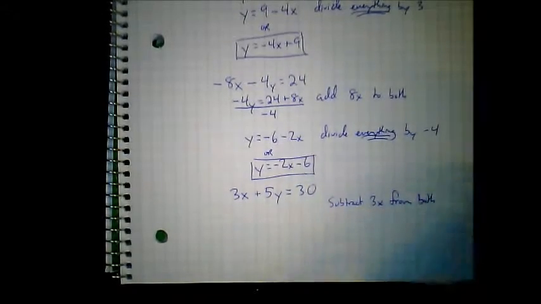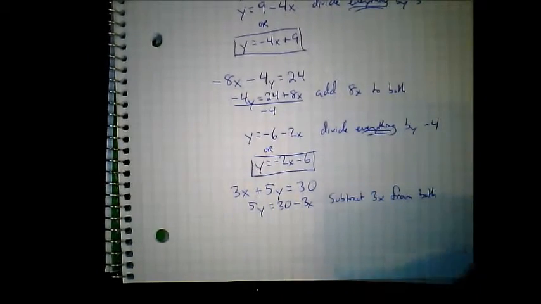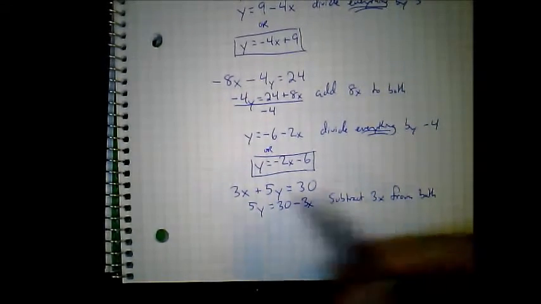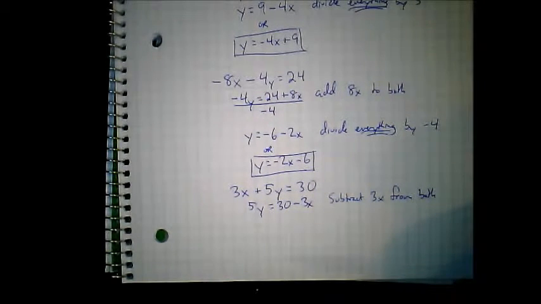Okay, 3x minus 3x is gone, leaving only my 5y, and I'm just subtracting it from the other side. This is actually a very easy step, because there's nothing we're really doing. All we're doing is moving the positive 3x on our left side to become a negative 3x on the right side.